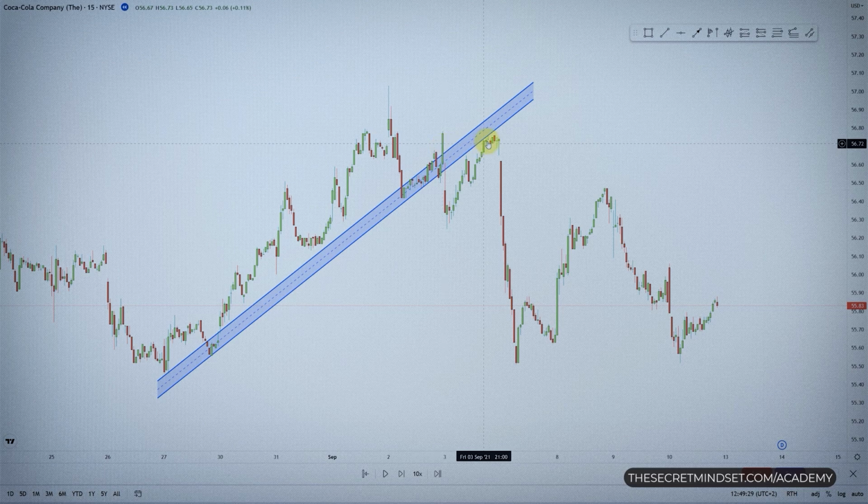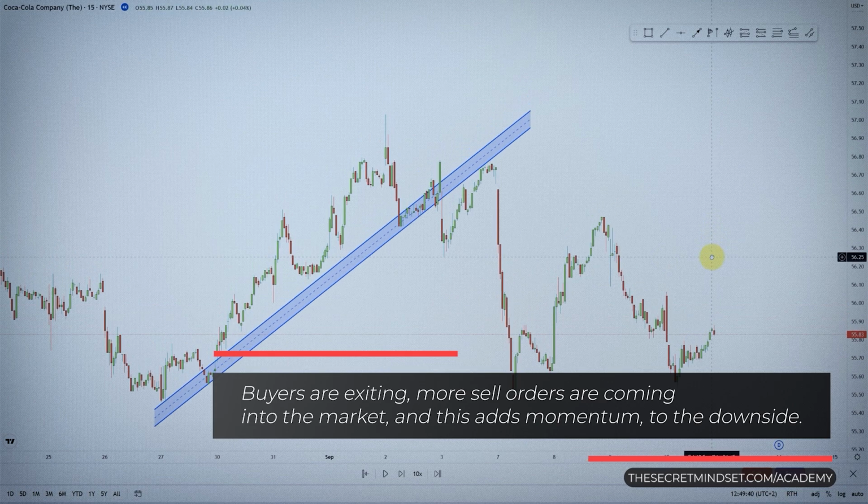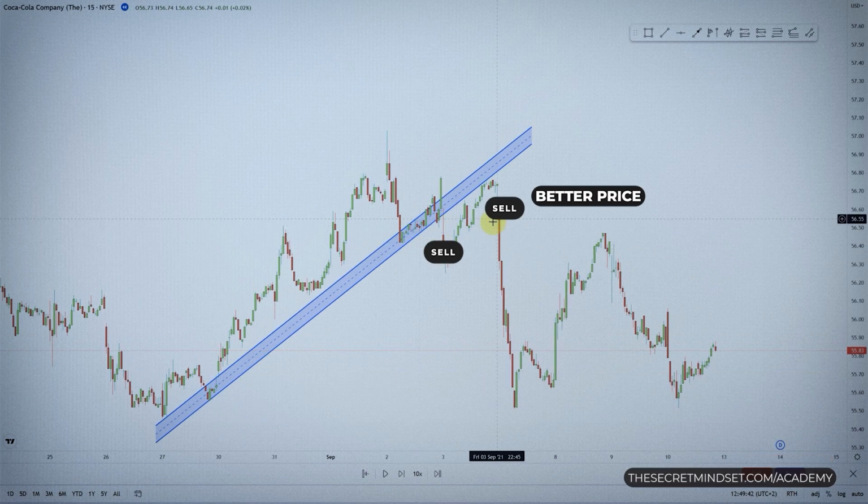The losing traders had their chance to exit their trades. Buyers are exiting, more sell orders are coming into the market, and this adds momentum to the downside. In many cases, when you wait for the first retest, you will get a better price to enter.